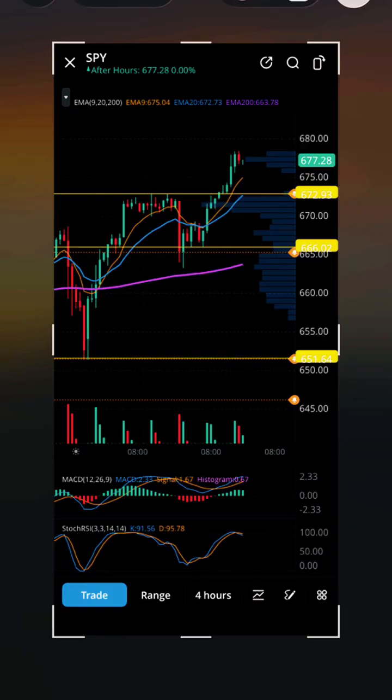Now, if the overbought conditions on this right now trigger some profit taking, because when Monday comes, the people that were in calls are going to take profit, the price will come back down.